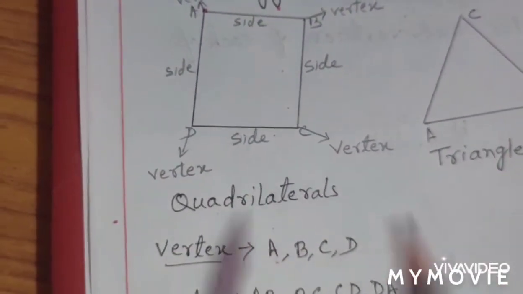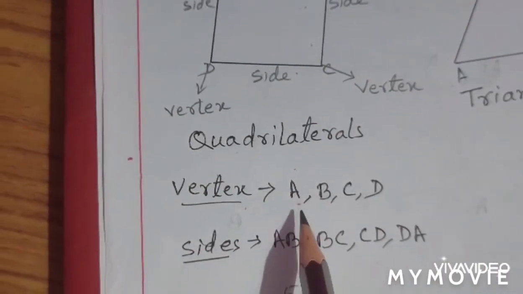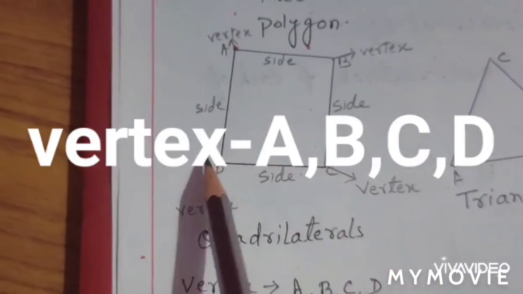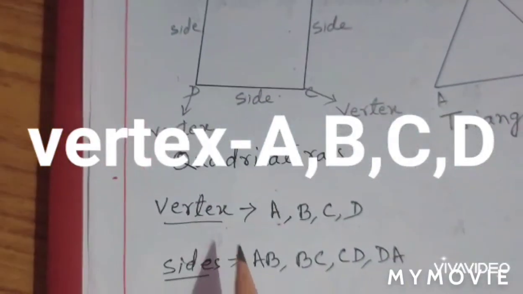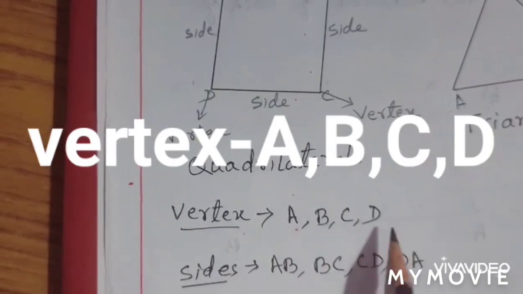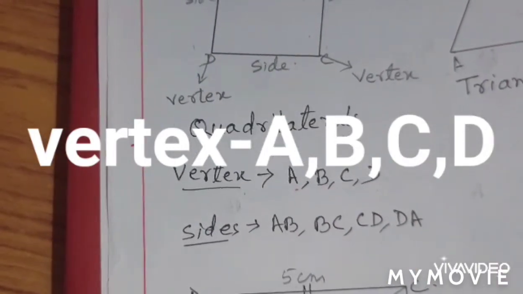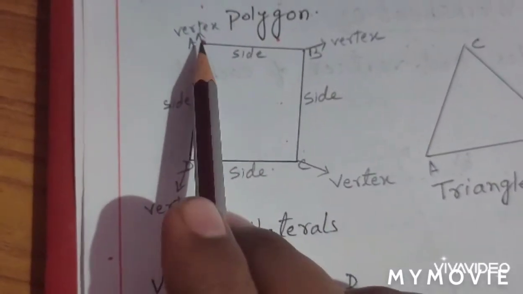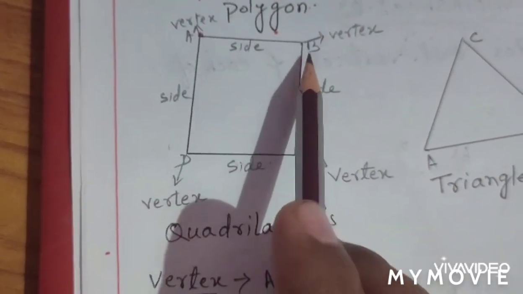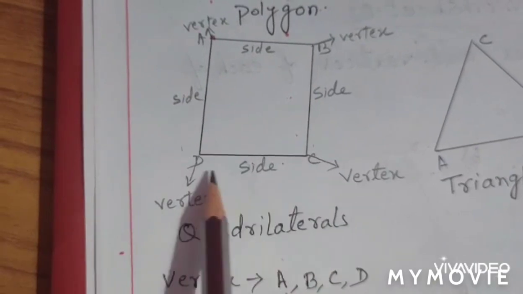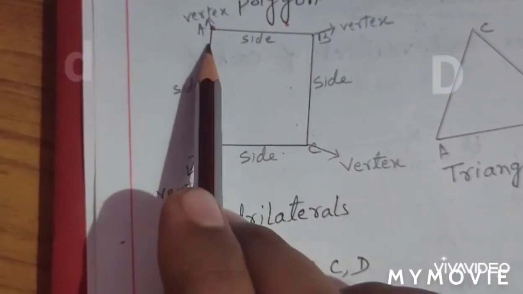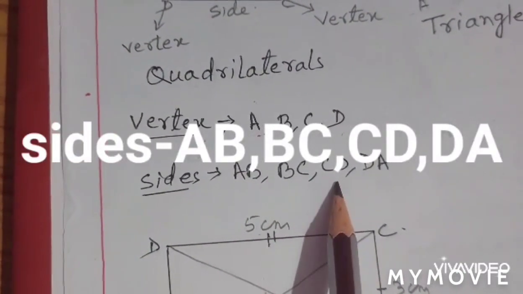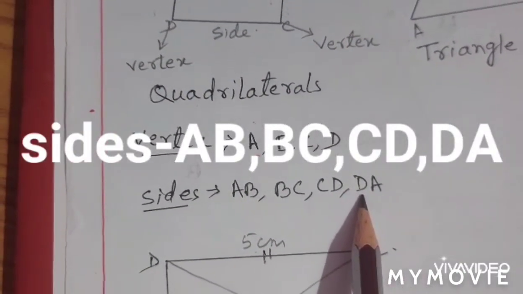So I've written over here, you can see vertices A, B, C and D. These are the 4 vertices. I've written over here, vertices equal A, B, C and D. If I talk about the sides, if I give a name to each side, I will write AB one side, BC one side, CD one side and DA one side. Yes or no? Just see, AB, BC, CD and DA are the sides.